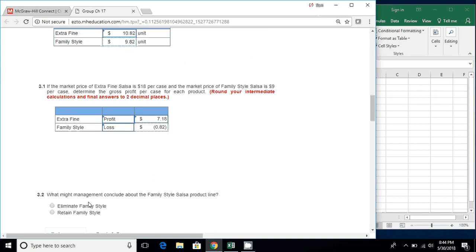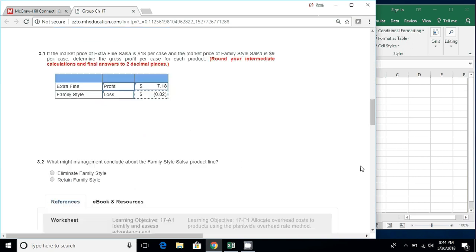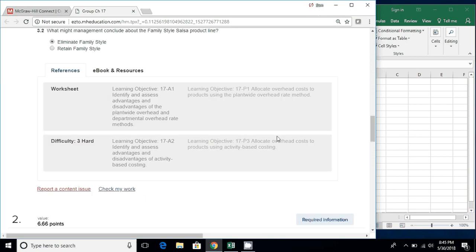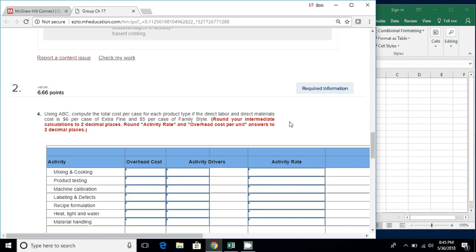All right, what might management conclude then about the family style salsa product line? Well, I think we would probably conclude that we would need to eliminate it. We don't want to lose money on stuff, but again, that's going to be based on the plant-wide rate. So let's move on down, and next we're going to get into activity-based costing.